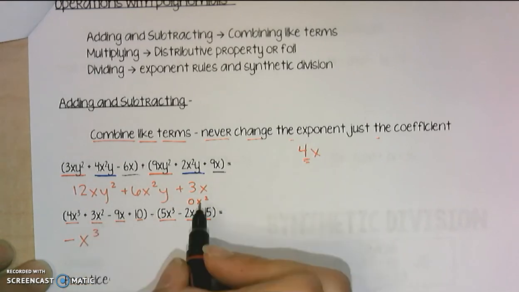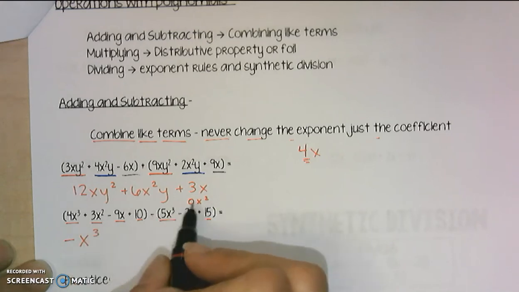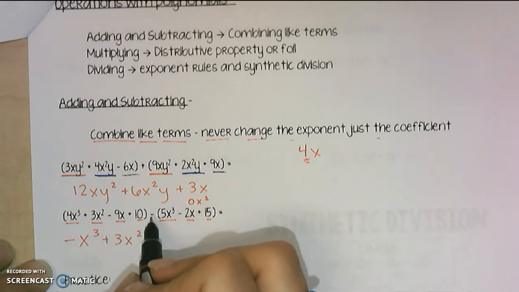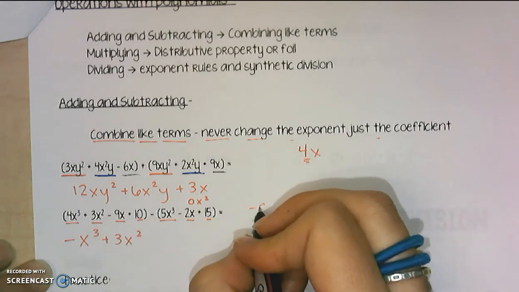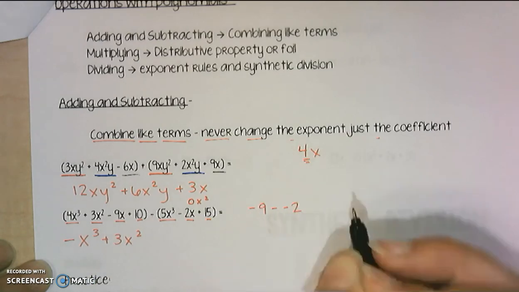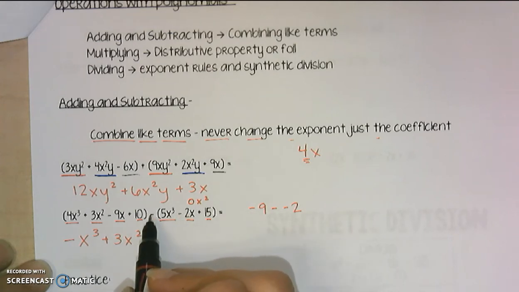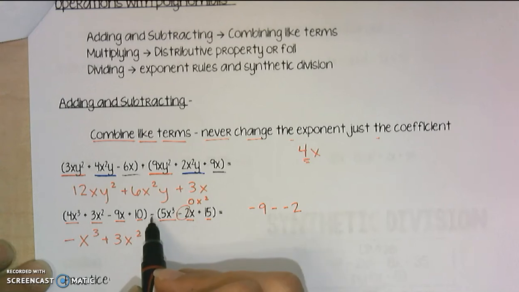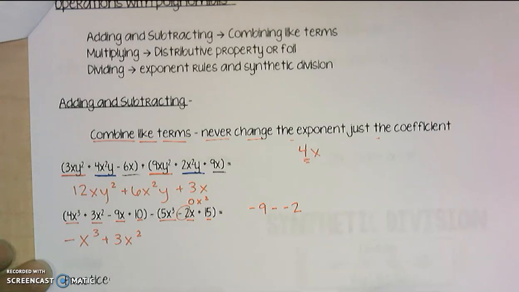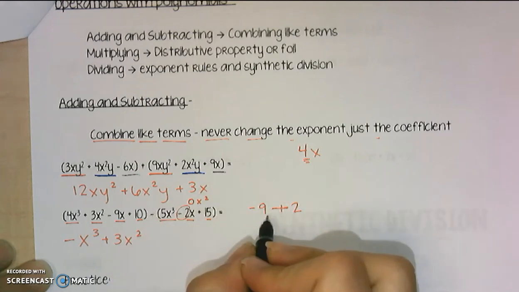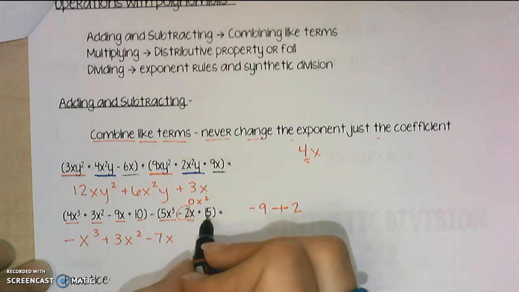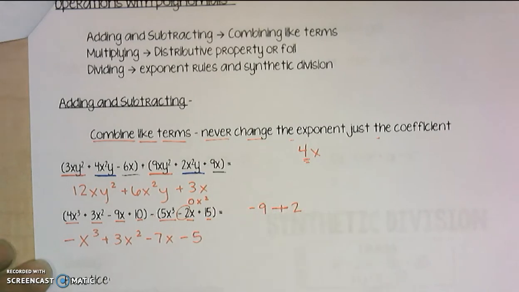X squared, and I don't have an x squared here, so it's 3 minus 0. Well, that's just a positive 3. Negative 9 minus 2. So we have negative 9 minus negative 2, because there's a negative in front of that. So minus negative 2. This is acting as a negative sign. This is acting as the operation subtraction. So we change that to plus. So that would be negative 9 plus 2, which is negative 7x. And then we have 10 minus 15, which is negative 5.